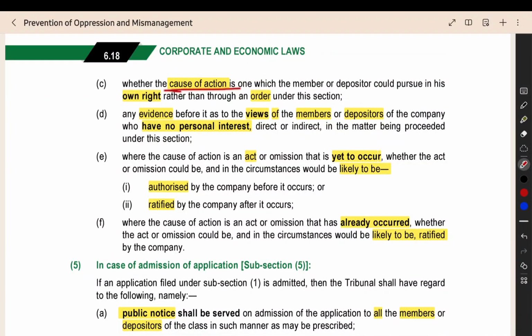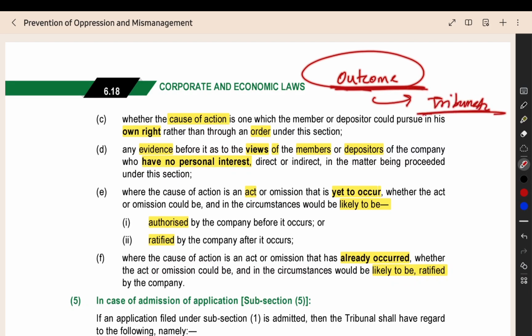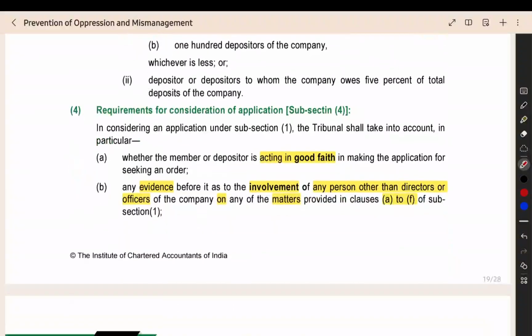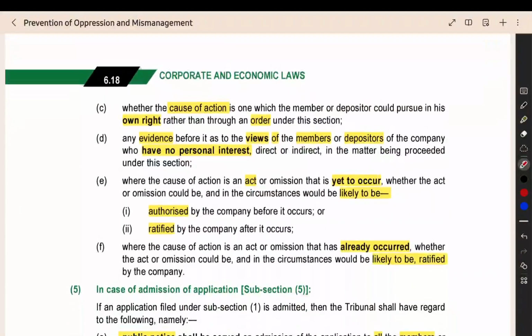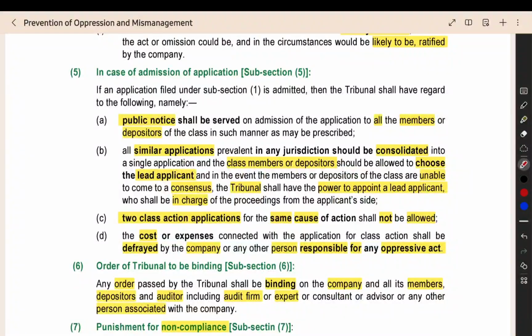Then, whether the cause of action is such one which the member or depositor could pursue in his own right rather than through an order. The outcome which they want, whether the member or depositor can do it by themselves or an order is needed from the tribunal. The outcome whether they can achieve it by themselves or an order of a tribunal is required to achieve that particular outcome. That also they will consider. So these are all the things that will be considered by the tribunal when they are making an application under this class action suit. When an application is submitted, what will happen?